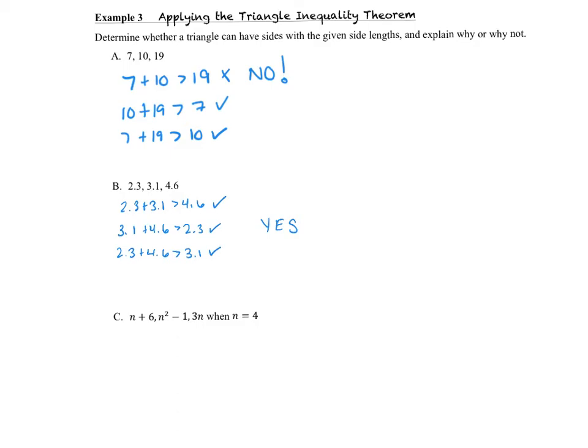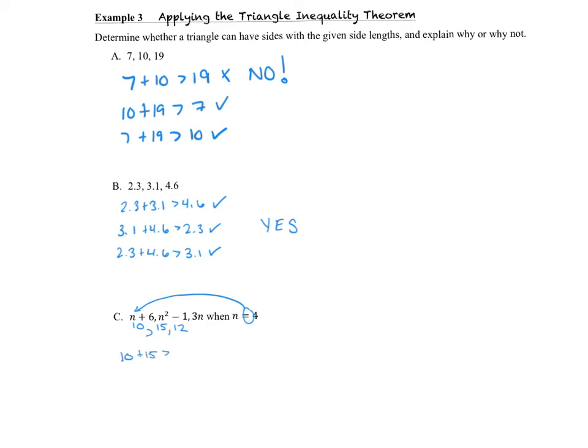Okay, and the last one we would have n plus 6 plus n squared minus 1 has to be greater than 3n. And I can keep doing these, but actually I'm going to stop. I believe it'd be easier if we plugged in the 4 first. So let's do that. If I plug in 4, I get 10, comma, 4 squared is 16 minus 1 is 15, and 3n is 12. So now I'm going to use those numbers instead. It's going to be a lot less work.